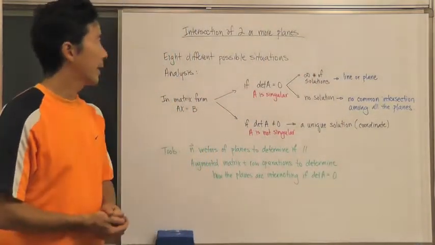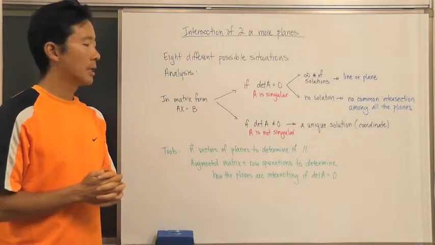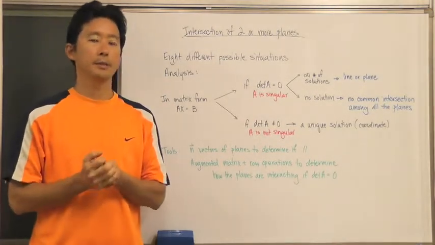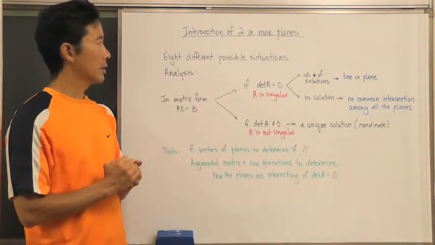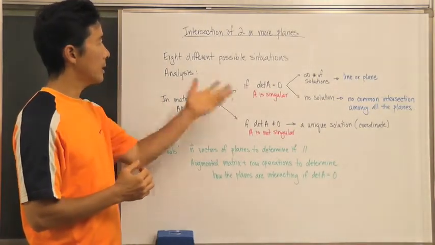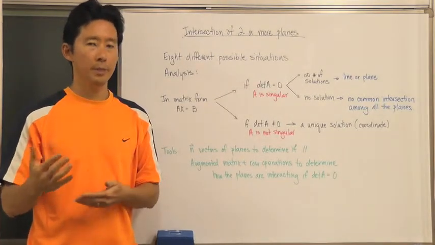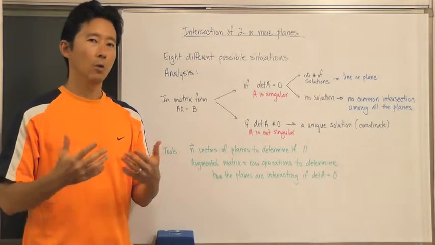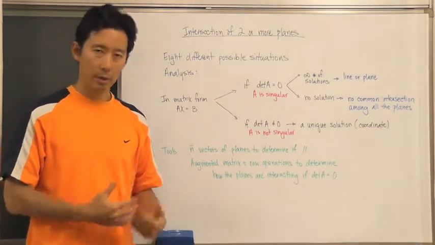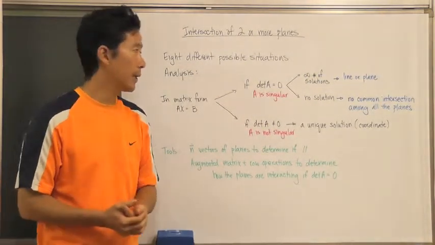Okay, hello everyone. When we start taking a look at what happens when we have three planes, things get much more complicated. And so what we're going to do is look at the 8 different possible situations in class, because then we'll be able to see some visuals, and we'll be able to talk a little more exactly about what is actually happening with the augmented matrix and what the solution will actually be.